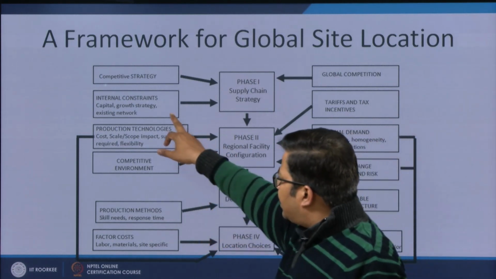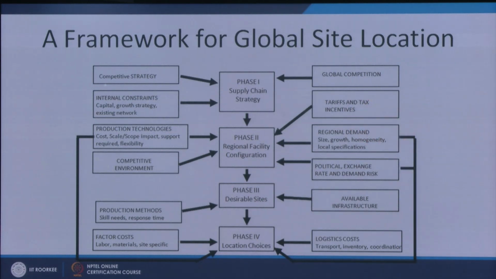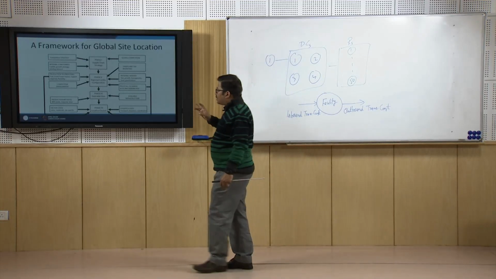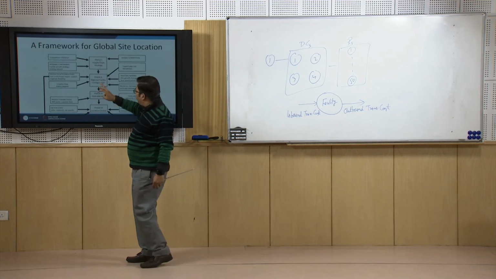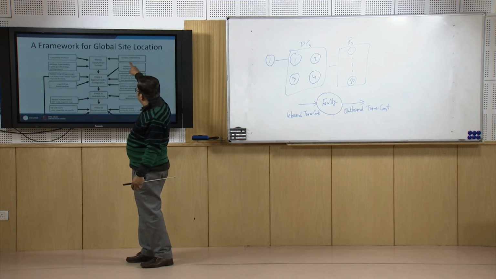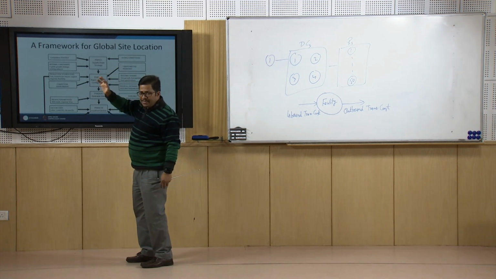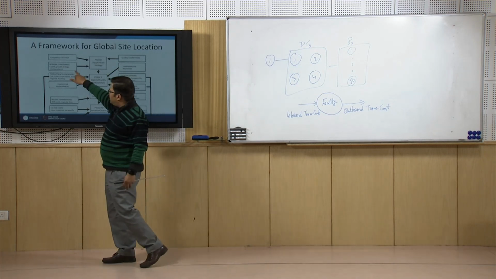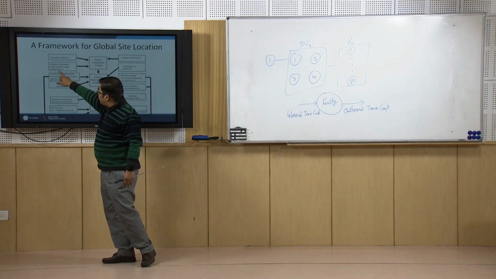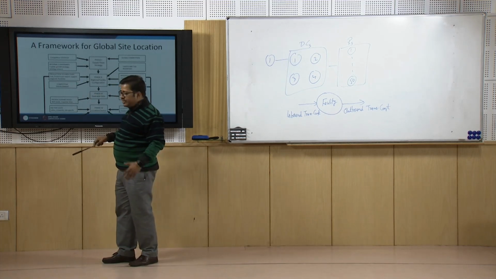One is the internal constraints and the second is the global competition. These are the two more factors which are very important in deciding the supply chain strategy. So totally there are three inputs for my supply chain strategy. One is the competitive strategy of the organization. Second is the global competition, what is going on at the global level with respect to your industry. And the third is the internal constraints, constraints related to capital, the growth strategy, the existing network, etc.